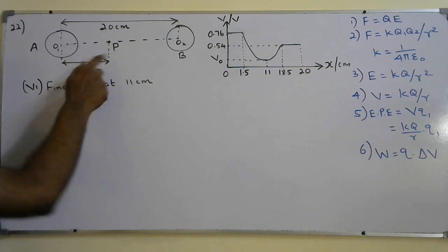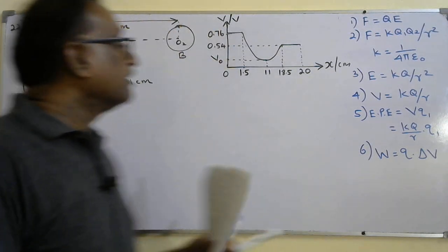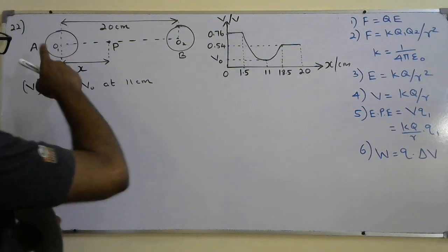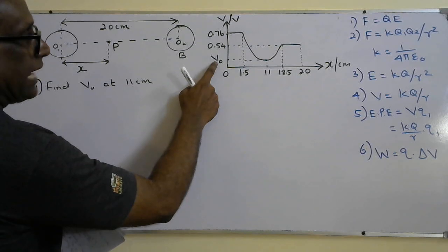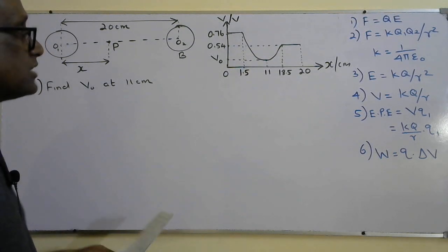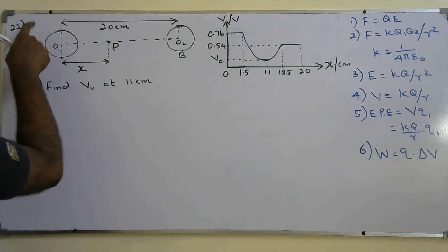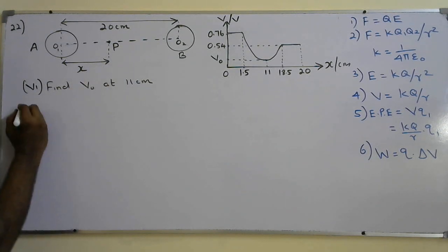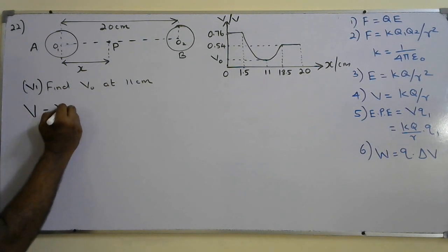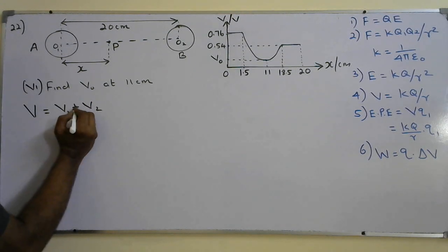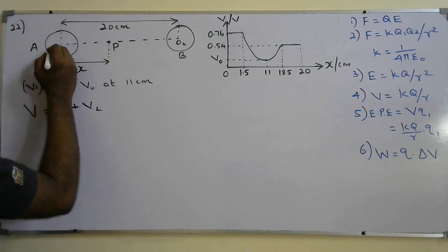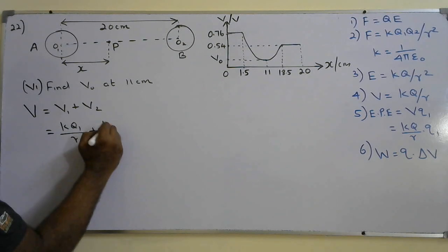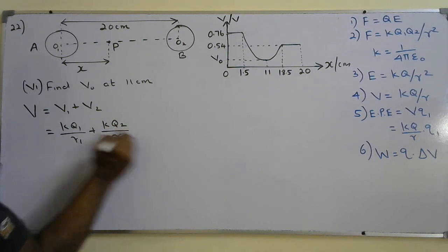Okay, sixth part. Find the electric potential at the point 11 centimeters from the center of sphere A. That is given as V naught on the graph. We need to find the value of V naught. We know the charges of sphere A and sphere B. So V is equal to V1 plus V2, the electric potentials created by the charge on sphere A and the charge on sphere B. So K Q1 over R1 plus K Q2 over R2, that is V naught.